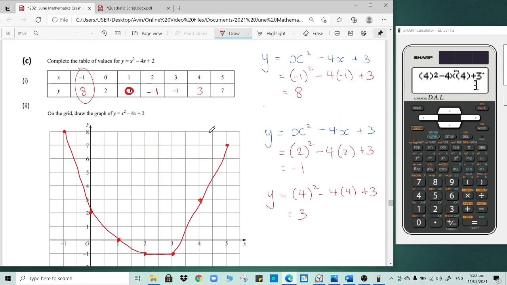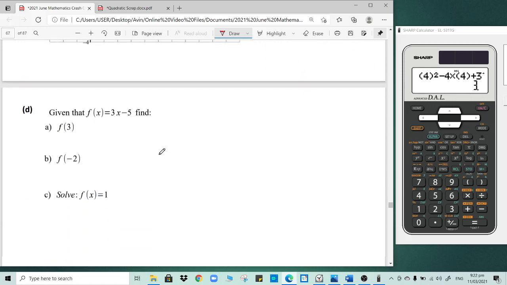Alright guys, so that's the end of that question. It was just a matter of simply replacing the values into the equation, and your calculator will be doing the hard work, and then you just plot the points. Standard question in the exam. Alright, next is a function question.